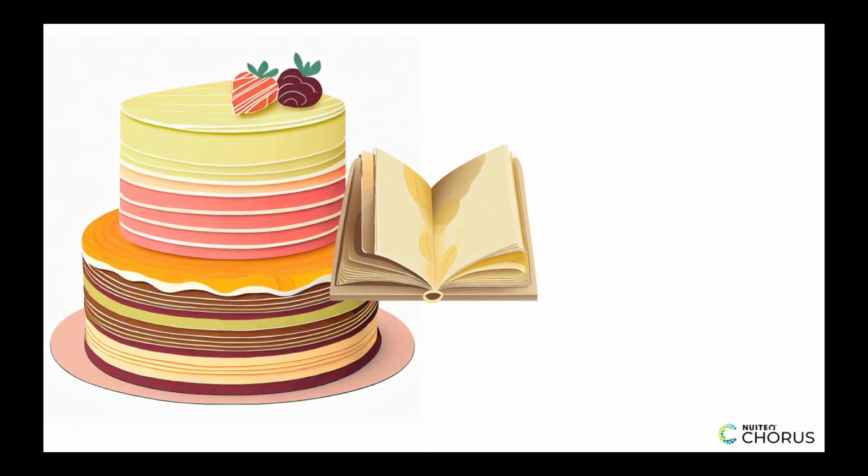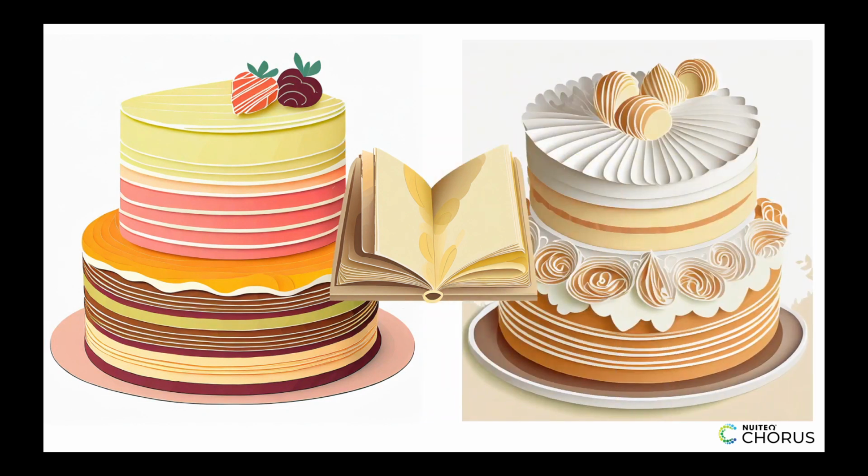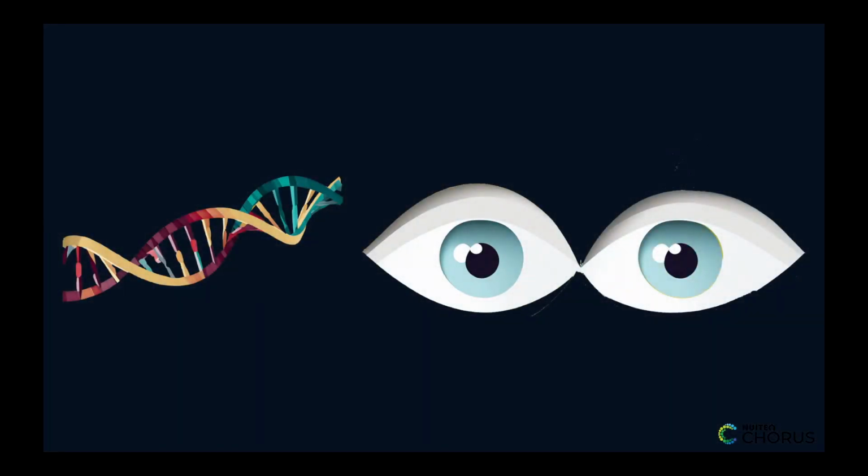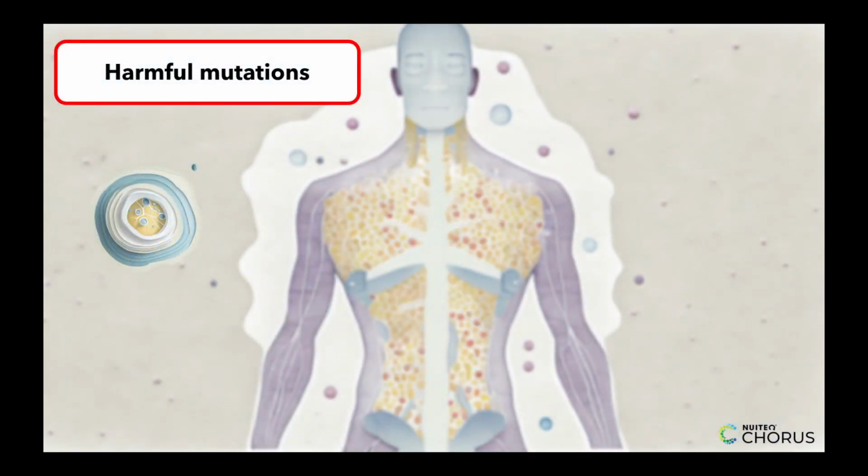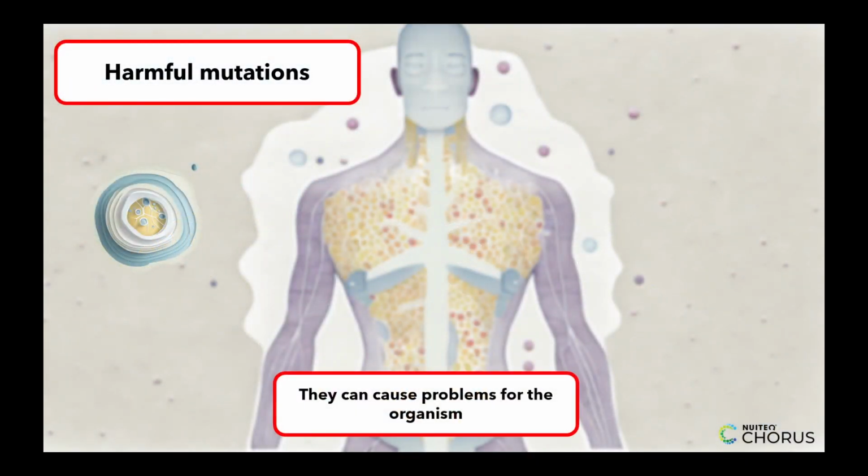Imagine a recipe book for making a cake. If you change one of the ingredients or the amount of an ingredient, the cake might turn out differently. Mutations in genes work in a similar way. If a mutation changes the instructions for making a protein, the protein might work better, worse, or just the same as it did before. Some mutations are harmful, meaning they can cause problems for the organism.